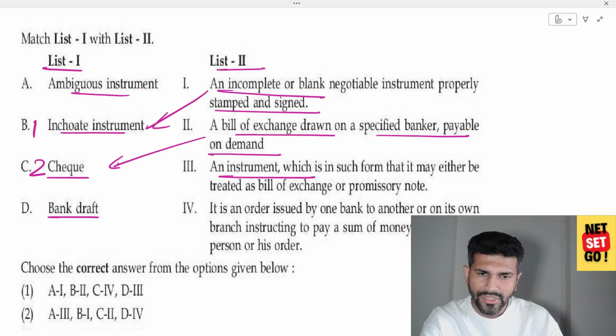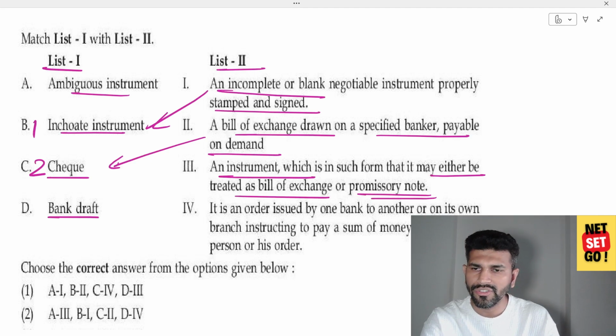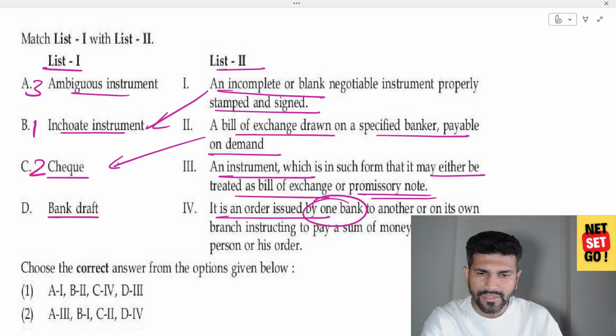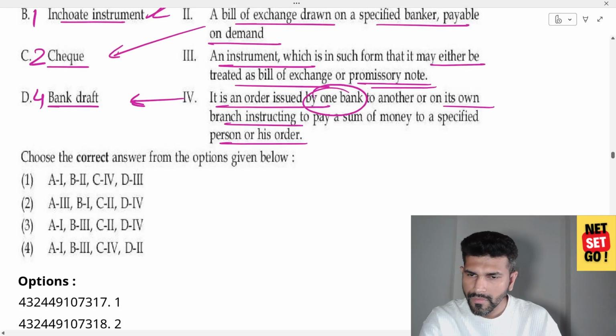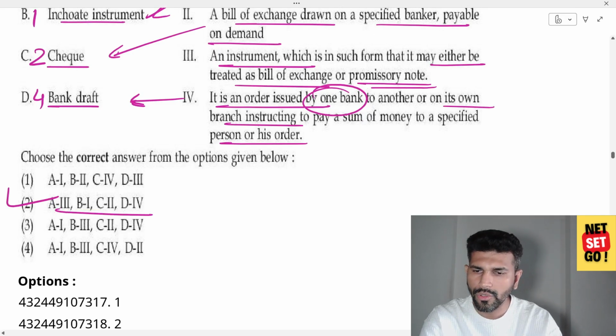An instrument which is in such form that it may either be treated as a bill of exchange or a promissory note is an ambiguous instrument. An order issued by one bank to another or to its own branch instructing to pay a sum of money to a specified person or to his order is a bank draft. 3124 is the correct sequence. Option 2 is the correct answer.